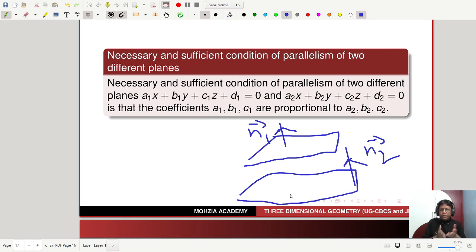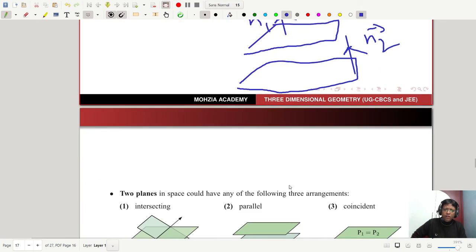So look at that, their normal vectors are parallel. And it is the concept of vectors: two vectors are parallel if and only if their coefficients are proportional. So same thing is here. Two planes are parallel means their normal vectors are parallel. So the necessary and sufficient condition is that their coefficients are proportional. That means a1 by a2 equal to b1 by b2 equal to c1 by c2, right?